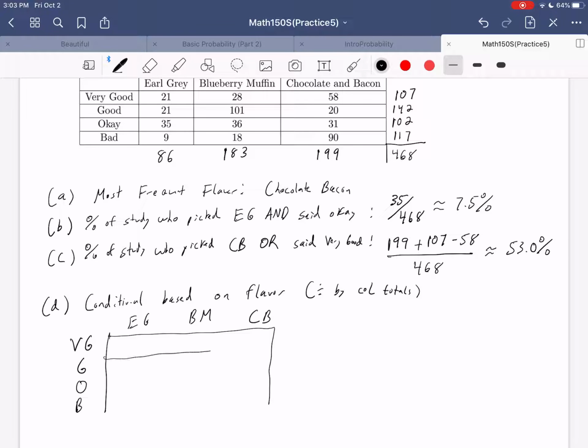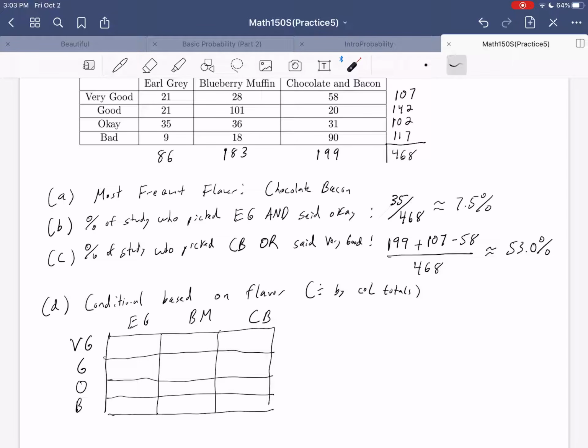Okay, we'll reconstruct the table. Remember, for doing a conditional distribution, we're only interested in the values inside the table, so we don't have to worry about calculating percentages for the totals or anything like that. All right, so for this first column, we'll divide everything by 86. So 21 divided by 86 should give us 24.4%. The next one is also going to be 24.4%. For okay, it should be 35 divided by 86, which would be 40.7%. And then 9 divided by 86 should give us 10.5%.